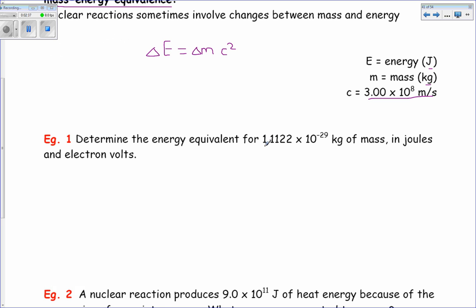Determine the energy equivalent for 1.1122 times 10 to the negative 29 kilograms of mass. And notice this is a really, really tiny amount of mass. One of the concepts behind Einstein's mass energy equivalence is that a tiny amount of mass corresponds to a rather large amount of energy, which is the whole basis of fission, like a nuclear fission reaction, or a fission reactor to get energy, or even an atomic bomb, really. That's the theory behind it, or why it works the way it does. So delta E equals delta m c squared.